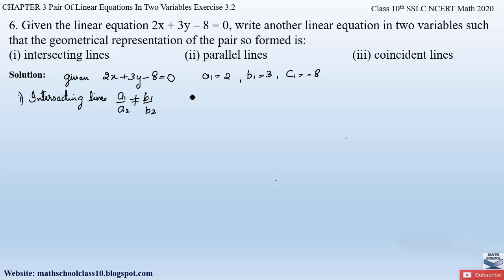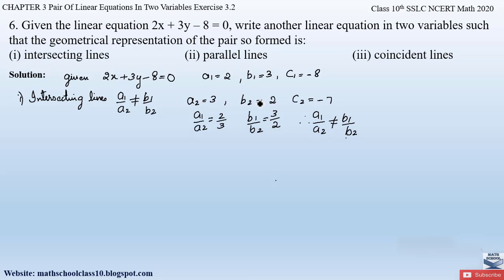So now let us assume a2, it can be any number, but the ratio a1 by a2 should not be equal to b1 by b2. So let me assume a2 to be 3 and let us assume b2 to be 2, okay? And the constant c2 can be anything, you can take minus 7. Now let us check for the ratios, that is a1 by a2 is 2 by 3. Similarly, b1 by b2, b1 is 3 and b2 is 2. So here you can notice a1 by a2 is 2 by 3 and b1 by b2 is 3 by 2. Therefore, we got the relationship, that is a1 by a2 is not equal to b1 by b2, right?